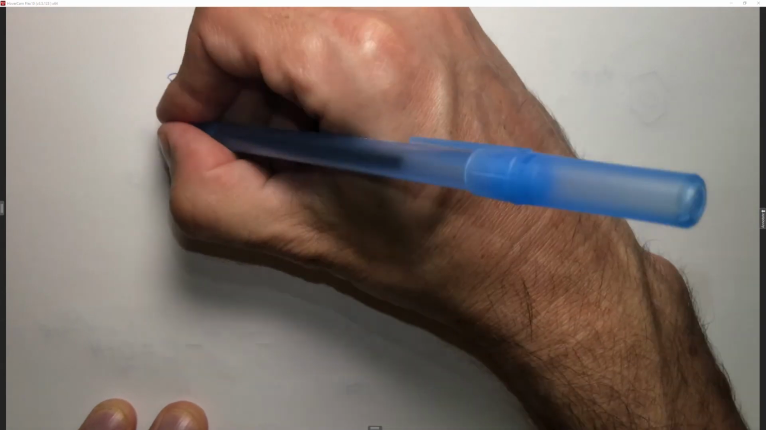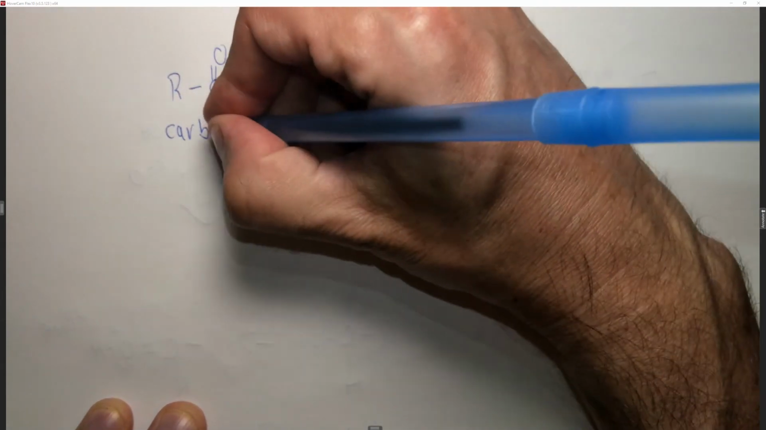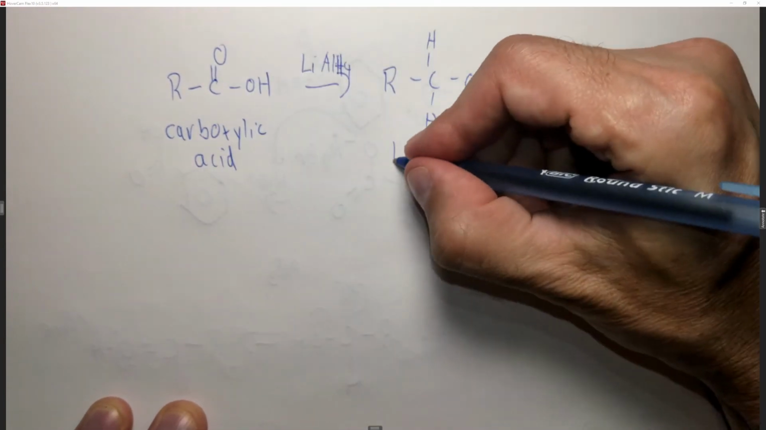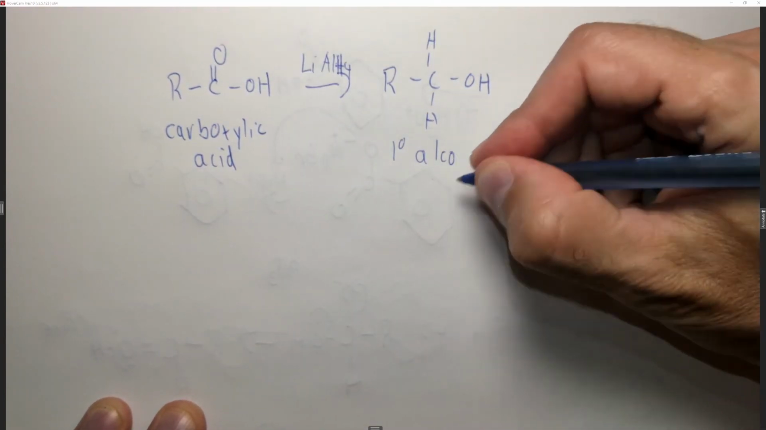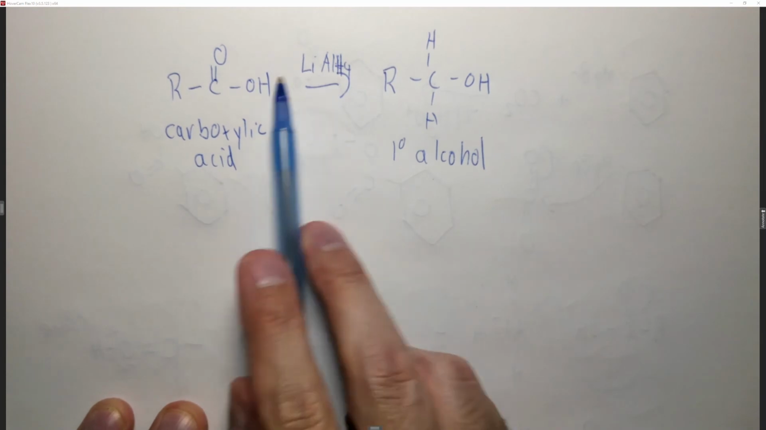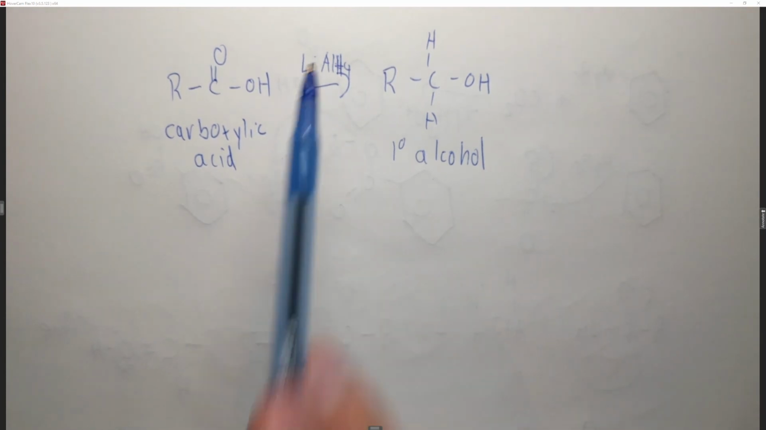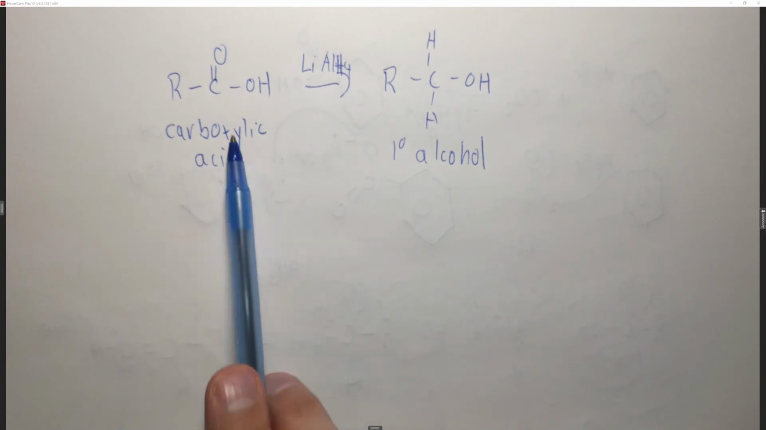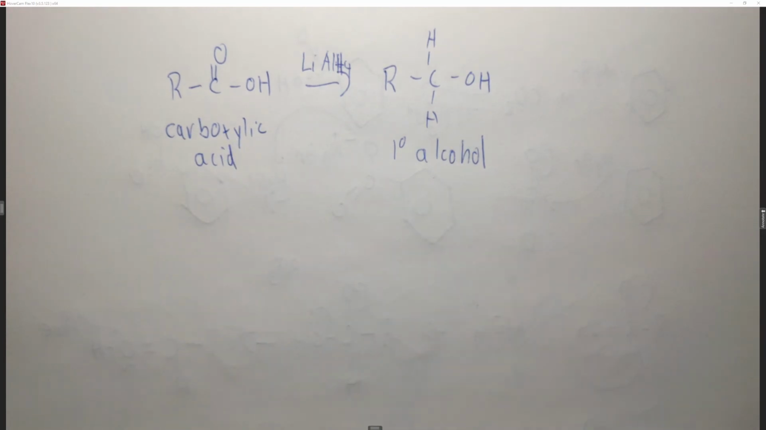So we go from a carboxylic acid to a primary alcohol using a stronger oxidizing agent or reducing agent, like lithium aluminum hydride. So we've learned a few things. One reaction of carboxylic acids that we've learned is reduction.